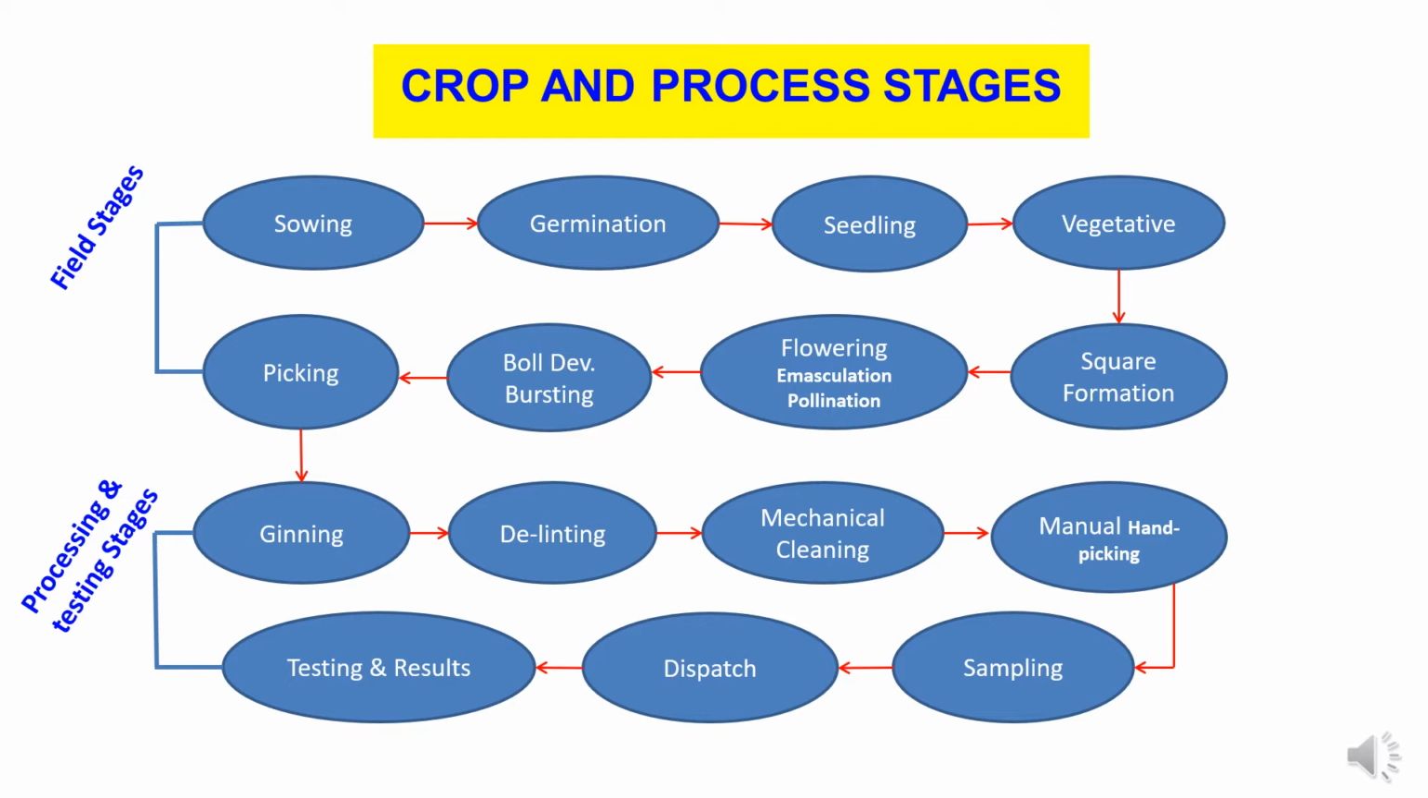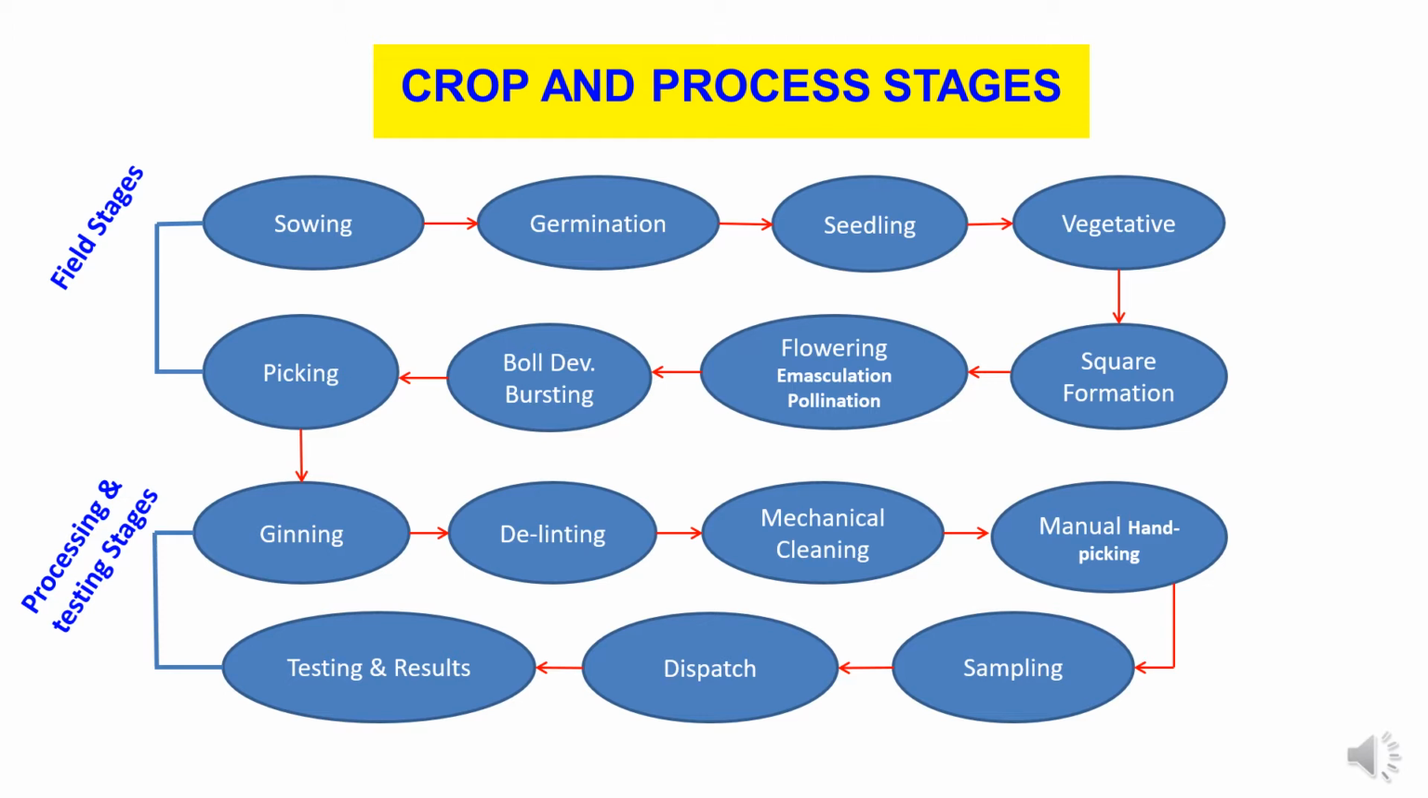Here we have shown the pictorial representation of crop and process stages in cotton. It starts from sowing, followed by germination, then seedling, then vegetative stage, then square formation stage, which is also known as the pre-flowering stage. After that, the flowering stage, which has two processes, emasculation and pollination, then boll development and bursting, then the cotton lint picking stage. These are the stages that come under the field stage.